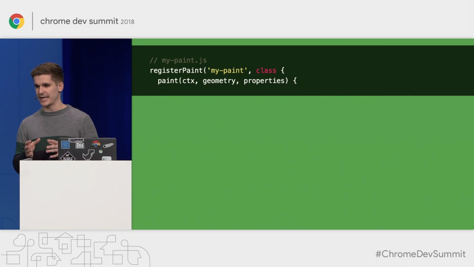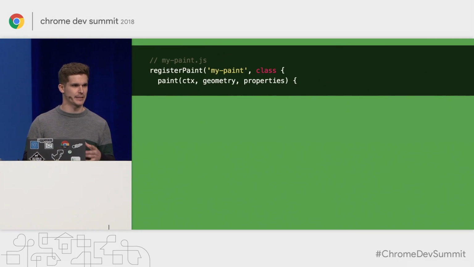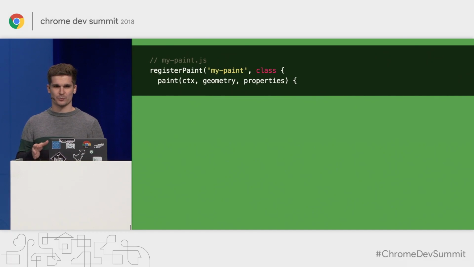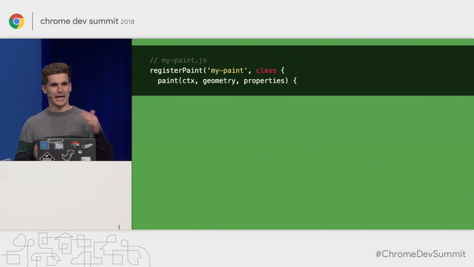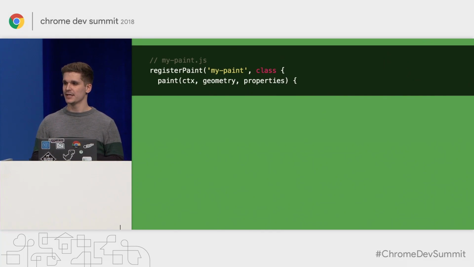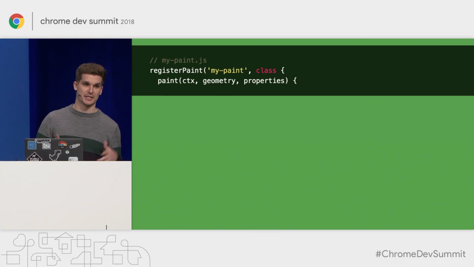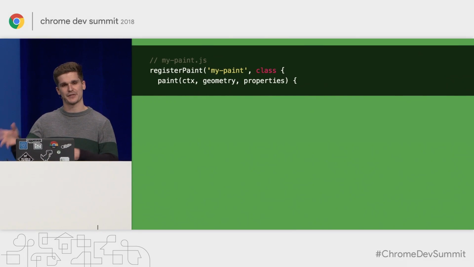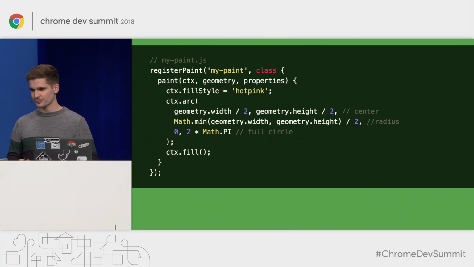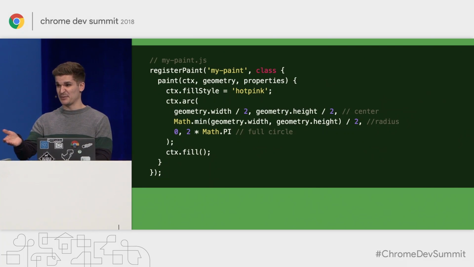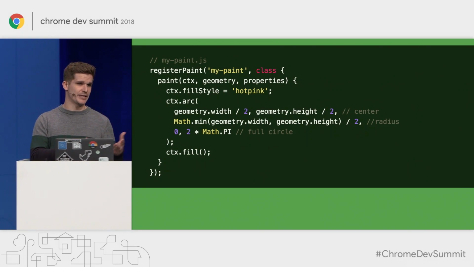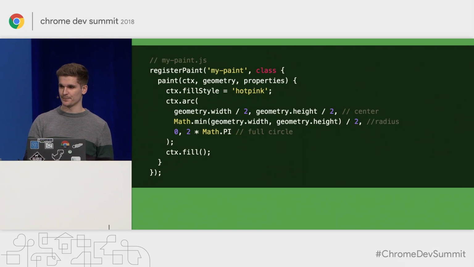And this paint call gets a context, which is almost identical to the canvas context that you're hopefully familiar with, a geometry object, which tells you how much width and height the element has that you're supposed to paint, and a properties object, which allows you to read the styles of the object that you're painting. So like background color, text color, font size, all these things are in there for you to read. And now what I'm doing here is basically I'm setting my fill style to hot pink and just drawing the biggest possible circle in the middle of the element. Not very useful, but in a way useful for me to show you what is actually going on.